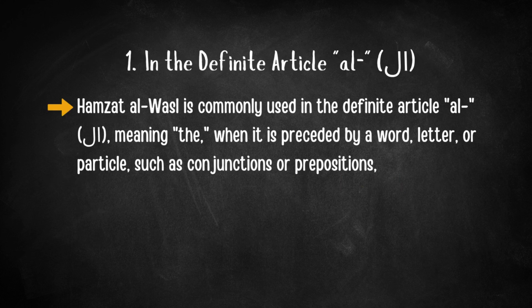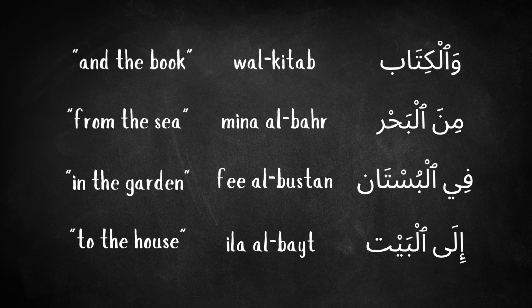1. Hamzat al-Wasl is commonly used in the definite article al, meaning the, when it's preceded by a word, letter, or particle, such as conjunctions or prepositions, like in the following words. Let's say these examples. والكتاب, and the book. من البحر, from the sea. في البستان, in the garden. إلى البيت, to the house.